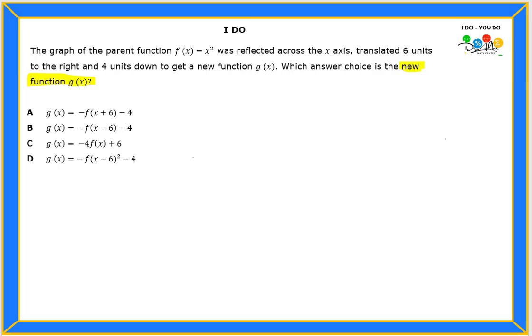So this is my parent function. If you remember, parent function means that it goes through the origin, it's upward, and it looks something like that. Since it was reflected across the x-axis, reflected across the x-axis means that I need to have a negative somewhere. So we're going to highlight this, and I do know that I need to have a negative in my problem. Now, what else happened?